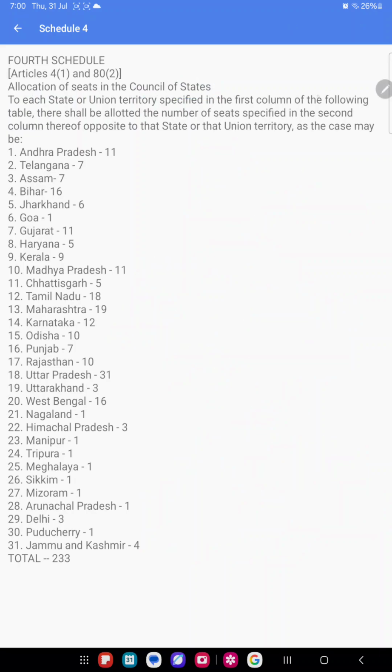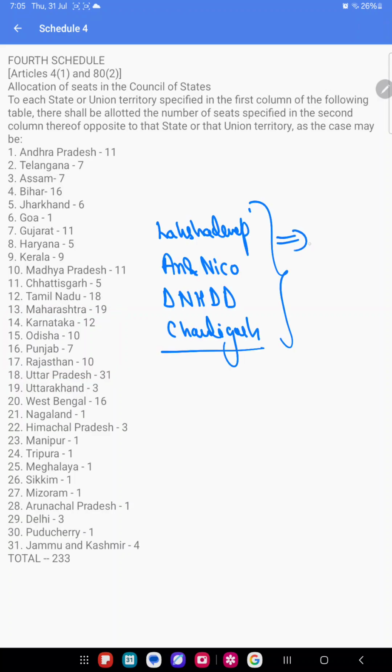As per this schedule, the maximum number of seats allocated to any state is to UP, and the second maximum is to Maharashtra. Apart from that, there are certain union territories which have not been given any representation due to them being too small to be given representation in the Council of States. These are the union territories which are allocated 0 seats in the Council of States.